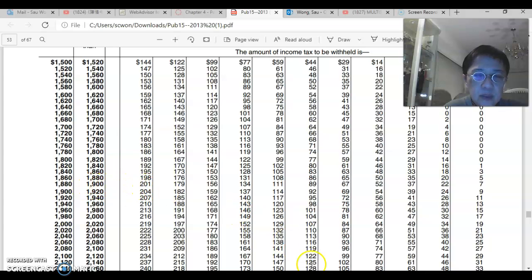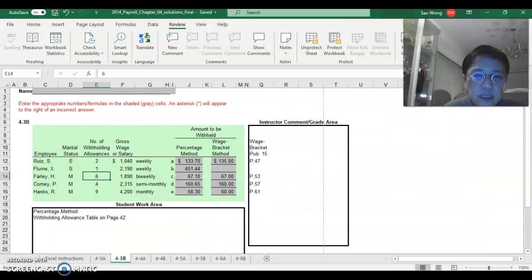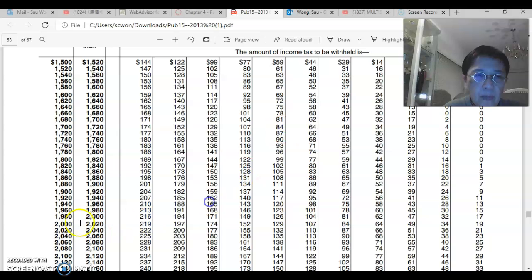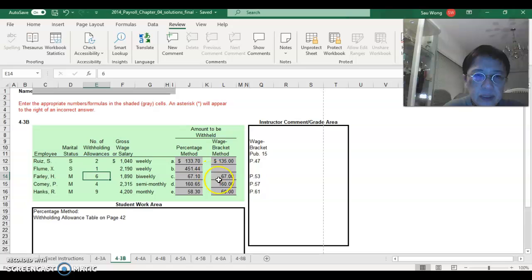And then how many withholding allowances does he have? He has 6 withholding: 0, 1, 2, 3, 4, 5, 6. So the answer is $67. Okay, $67.